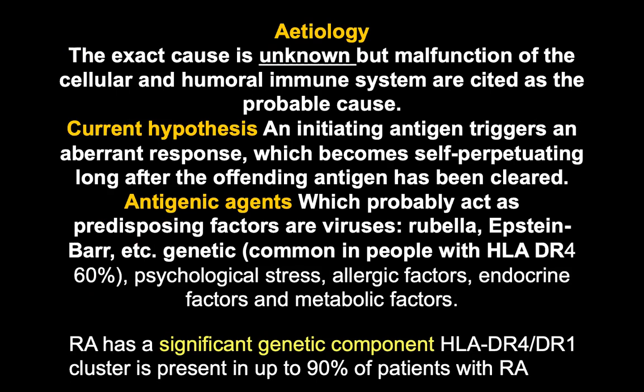Etiology: the exact cause is unknown, but the current hypothesis is that an initiating antigen triggers an aberrant response, which becomes self-perpetuating long after the offending antigen has been cleared. Antigenic agents, which probably act as predisposing factors, are viruses, rubella, Epstein-Barr, and different genetic factors common in people with human leukocyte antigen DR4, as well as psychological stress, allergic, endocrine, and metabolic factors.